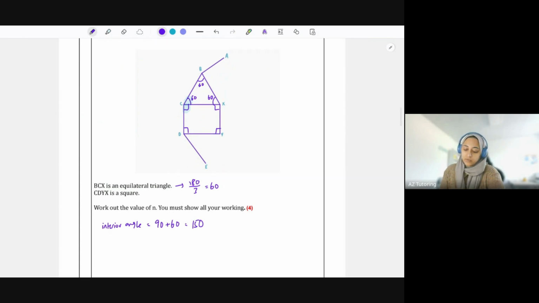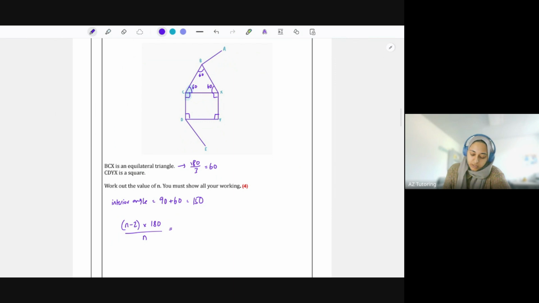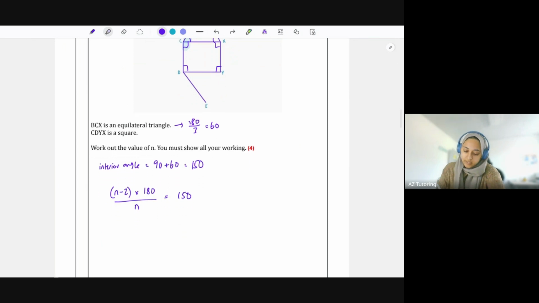And now using our equation, n minus 2 times 180 over the number of sides, and that's going to equal our interior angle. So this is just one of the equations that you need to know. Just to reiterate this top part here, n minus 2 times 180, we then divide that by the number of sides, and that's the value of one interior angle, which is 150. And this is what we're solving to find n.